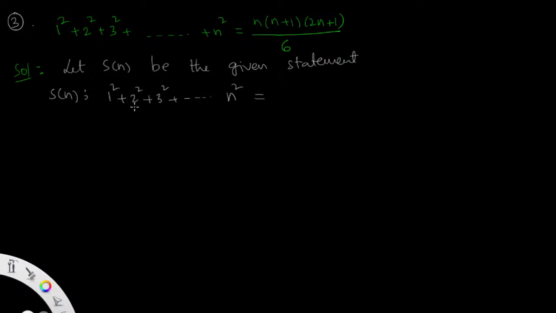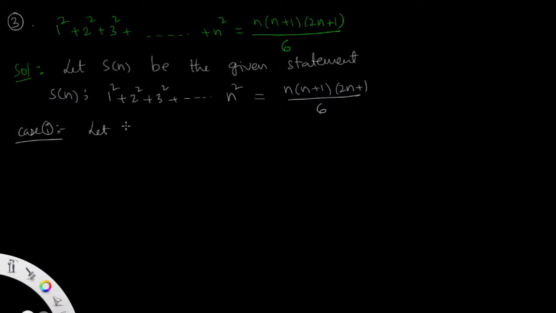First term is 1 square, second term is 2 square, third term is 3 square, fourth term is 4 square. Nth term is what? N square. That's all. Already it is given, there is no conversion for the nth term, we need not write it. So as it is you can write n into n plus 1 into 2n plus 1 by 6. As per basic step, first case 1. Case 1 is nothing but basic step.